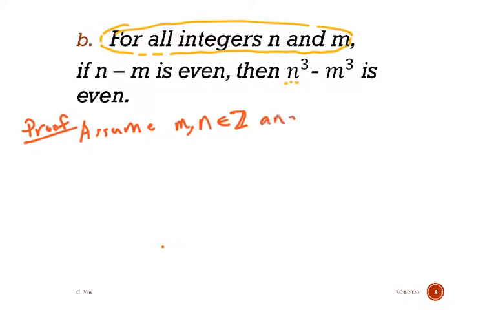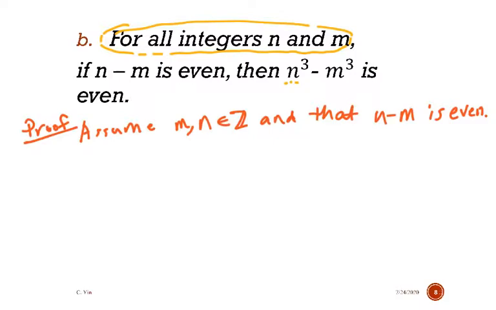And that n minus m is even. Now you'll notice here that they left off the word integer, but whenever you talk about even and odd, we're going to assume that we're talking about an integer. And that would be automatic anyway, because if m and n are integers, we know if we subtract two integers, we get an integer.